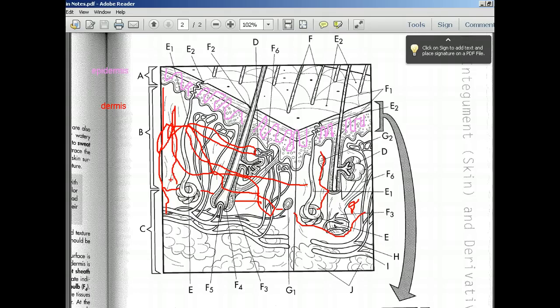The bottom layer is the hypodermis. So the hypodermis is a layer of fat and connective tissue below the skin. So this whole area here is the hypodermis. I'm using circles this time because the hypodermis has a looser structure to it than the dermis. Give you a second to jot that down, and then we'll go over some other parts of the skin.